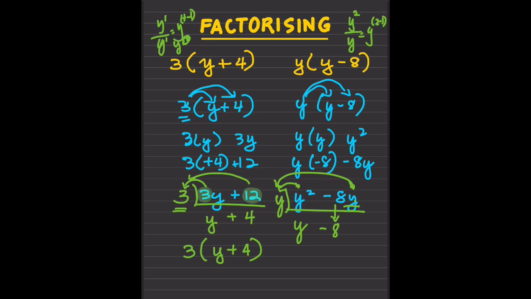So let's put this together. This now is your common factor, y. So that goes here, and the remaining terms go into the bracket, y minus 8. OMG, there you go again, see? Our factorized expression is the same as the original expression. So let's do another example.